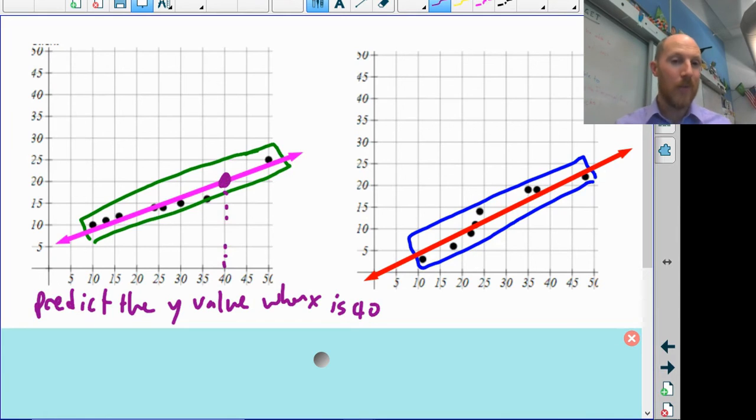So the line is telling me this is what the overall trend of the data is showing, what those dots are doing. So whether there is actually a dot there or not is beside the point. This is what my prediction would be at an x value of 40. It looks like I'd be at about a y coordinate of 20.